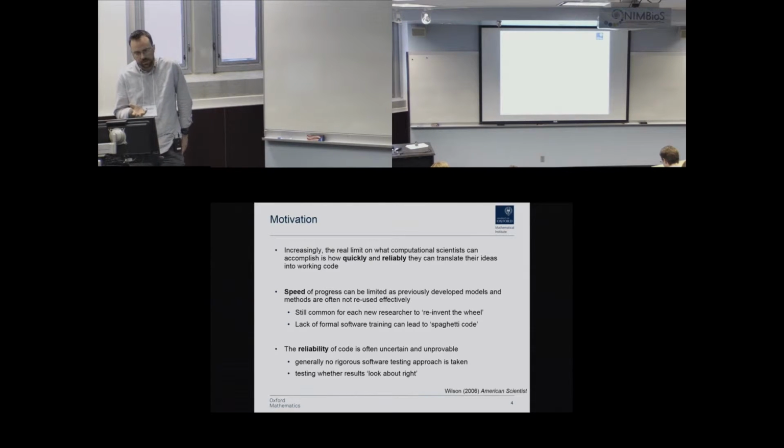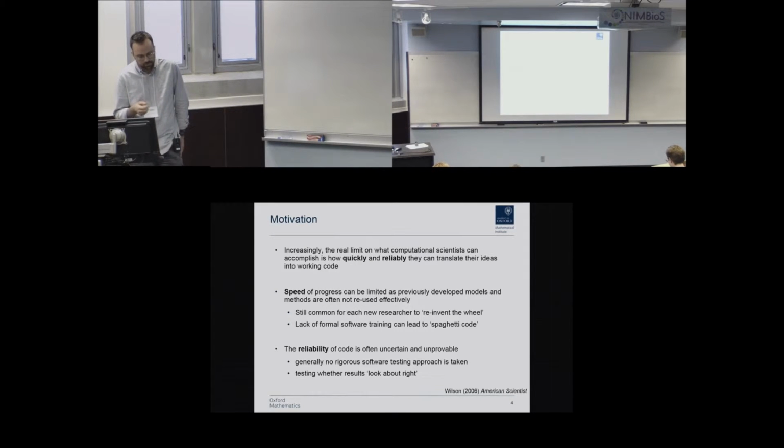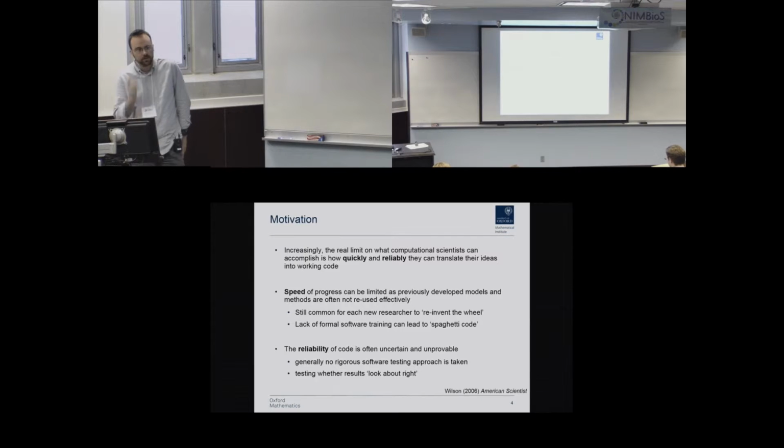Basically, I'm claiming that there are two key bottlenecks or issues preventing accelerated progress in computational science, or at least the use of computational modeling, not necessarily just in the life sciences, but particularly in the life sciences. And so the first is speed of progress.